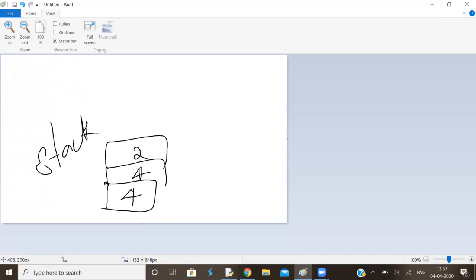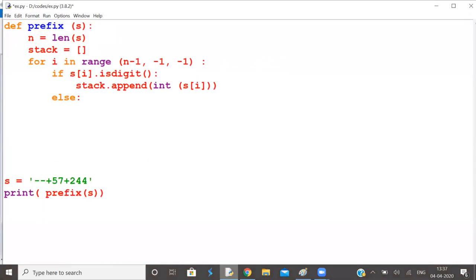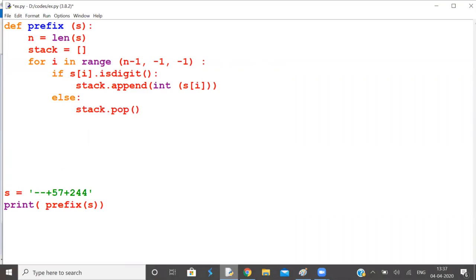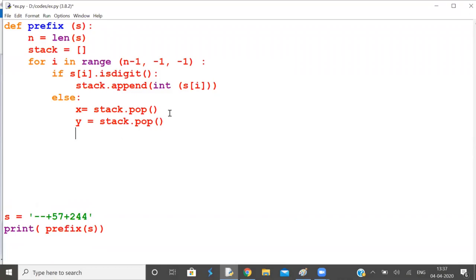Okay, when the character is not a digit, remove the top two from the stack. How do you remove them? Stack dot pop. It removes one. Save this in, say, variable x. Okay. Similarly, remove the other number from the stack, the recently added two.